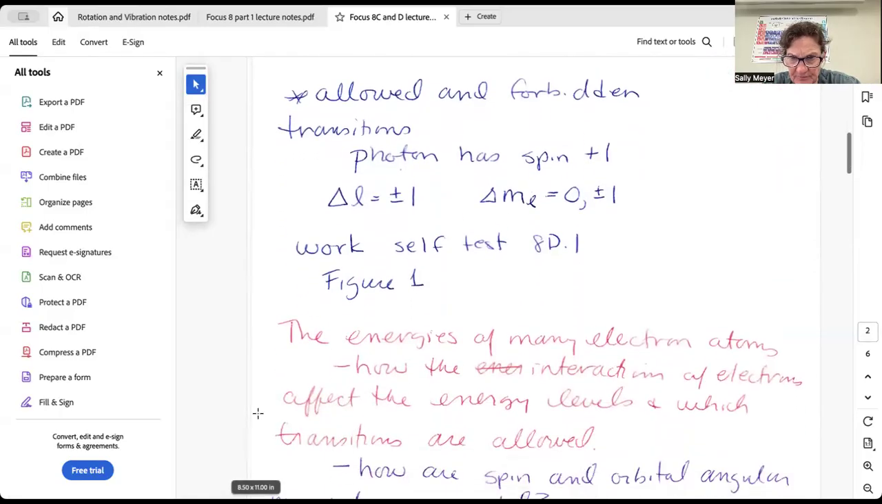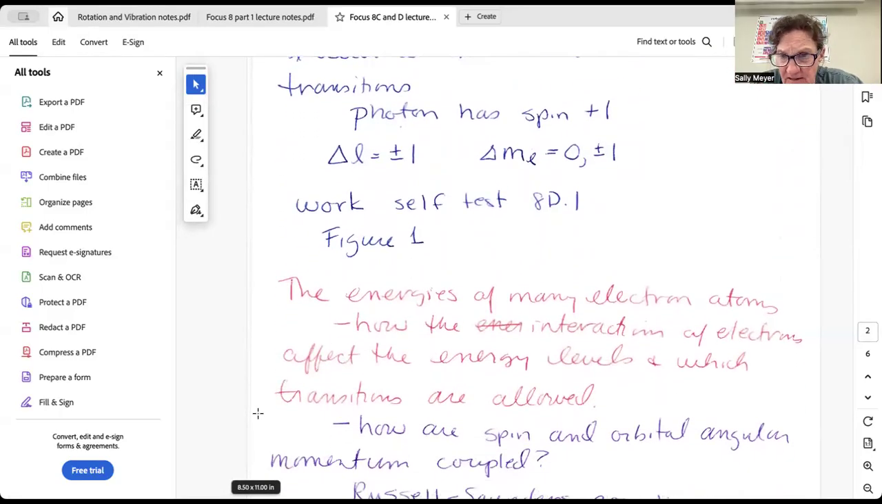Okay, so the energies of many electron atoms. These are going to be slightly different, and how the interactions of electrons affect the energy levels and which transitions are allowed. So we're going to see that electrons in atoms interact, which we know, but that's going to impact their energies. And so it's going to be slightly different than we thought about in Gen Chem.